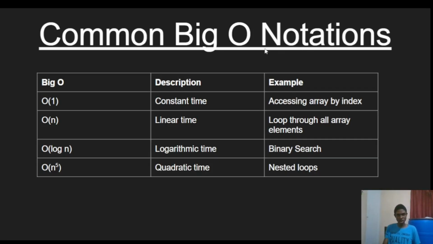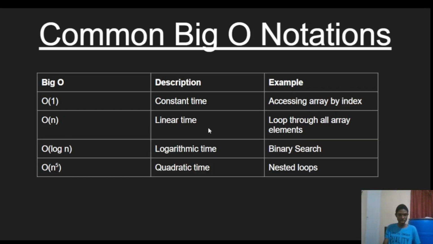Here are some common big O notations. First of all, big O notation is represented with the capital O, and then in parentheses, the input size. Here's our first example of a commonly used big O notation. O of 1 means constant time. An example would be accessing an array or list by index.